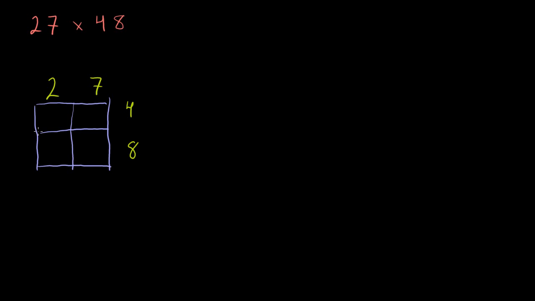Now, we're almost done with our lattice. We actually have to draw these diagonals here. We'll understand in the next video why these diagonals even work. Just like that. And now we're ready to multiply. 7 times 4 is 28. So you write down a 2 and an 8, just like that. 2 times 4 is equal to 8. So you write down a 0, 8, just like that.